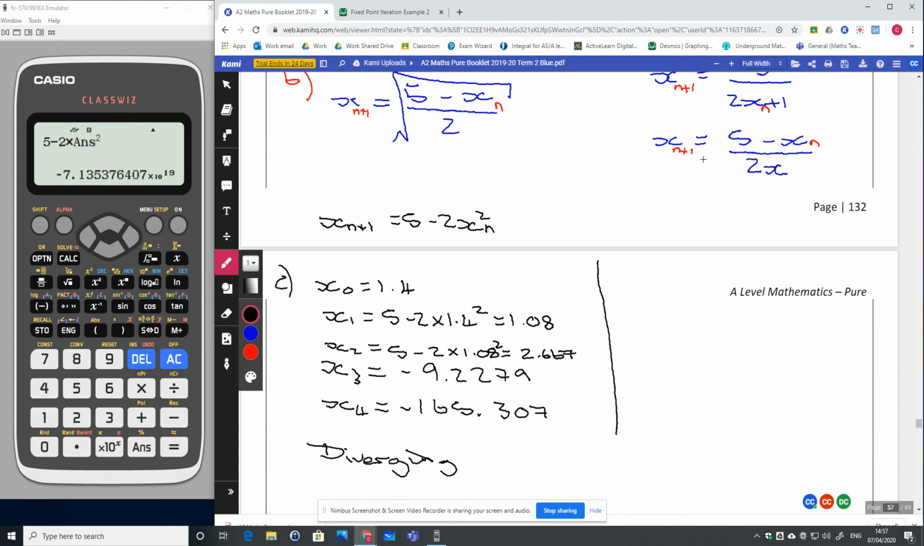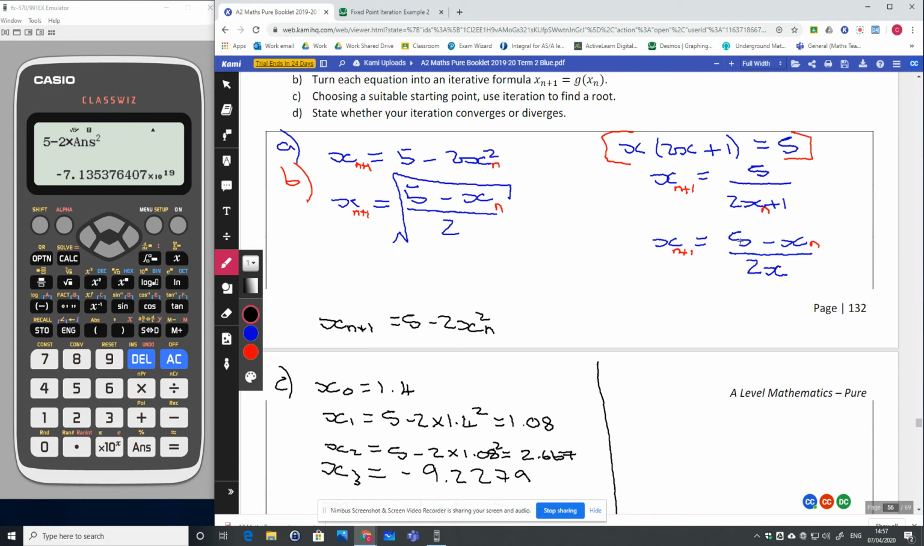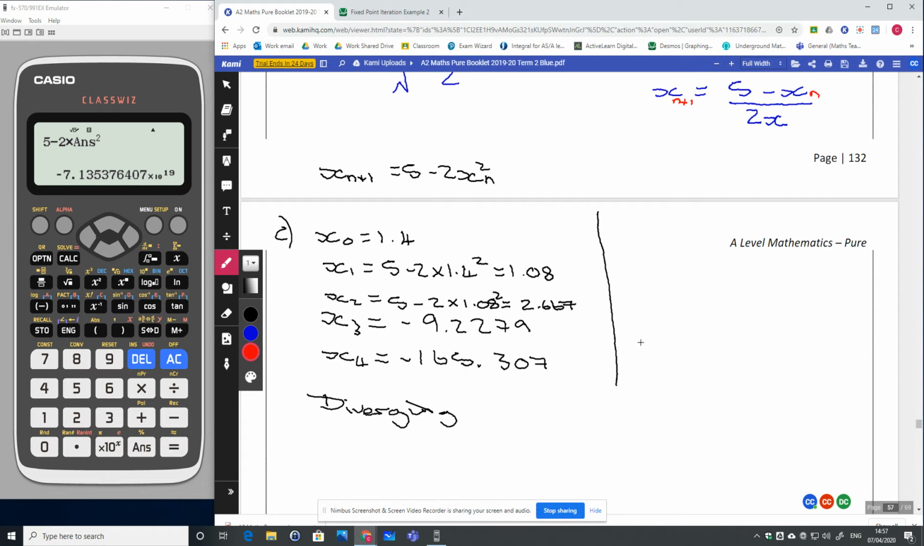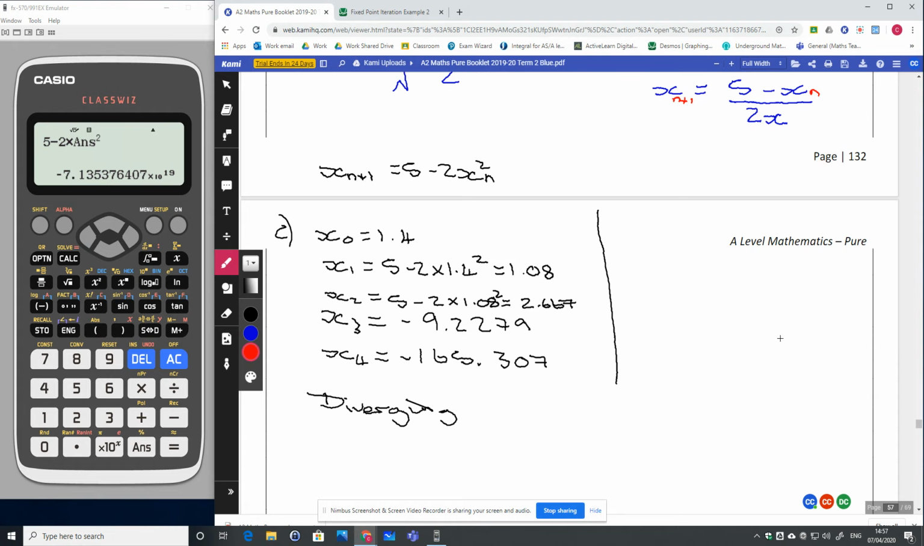Let's have a look at another one of these. So we're going to have a look at this one. So we'll have a look at 5 over 2x to the n plus 1. So we're going to use the same starting point. So my iterative equation is that. And I'm going to use x0 is equal to 1.4.